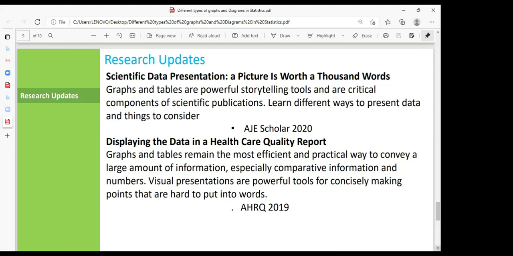Then I've taken another one from AHRQ 2019, which said that graphs and tables remain the most efficient and practical way to convey a large amount of information, especially comparative information and numbers. Visual presentations, as we got to know in the class, are the most powerful tools for concisely making points that are hard to put in words. So this is from AHRQ 2019.